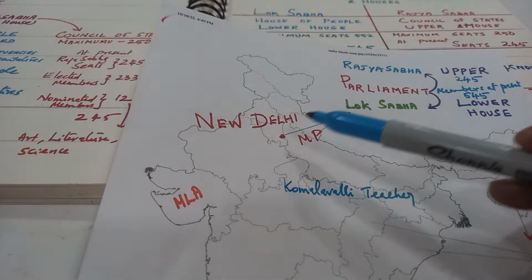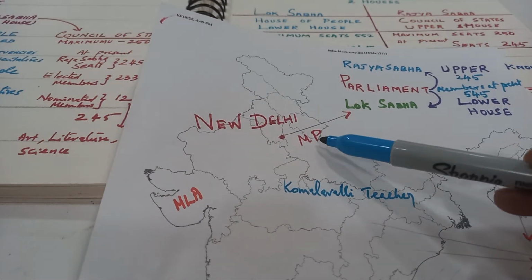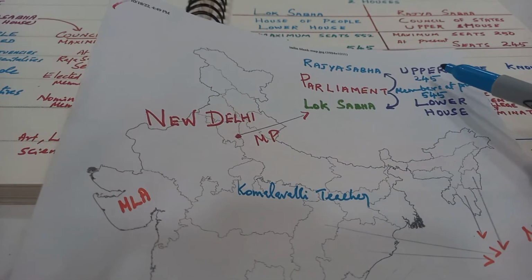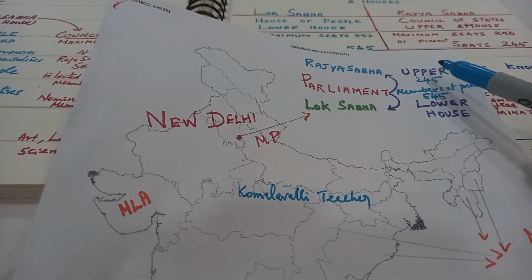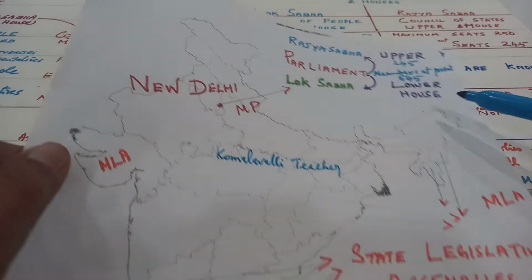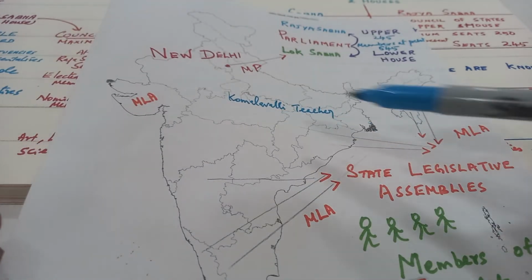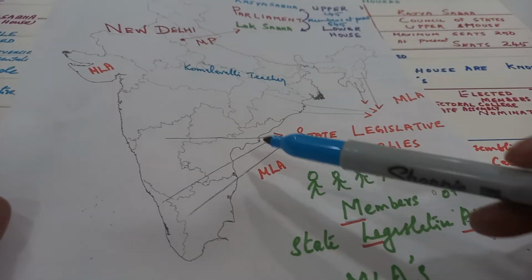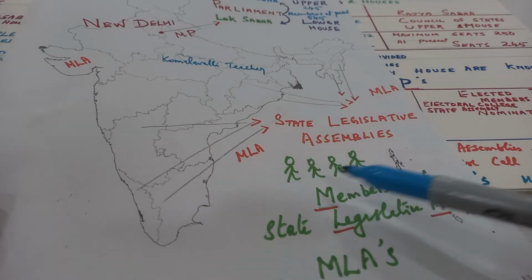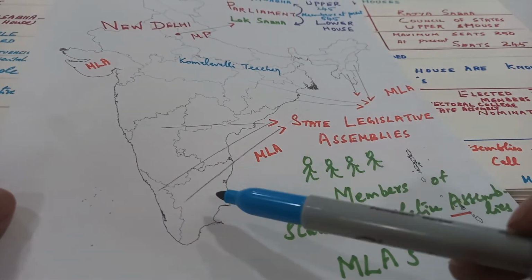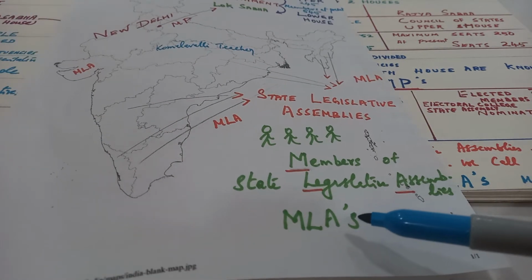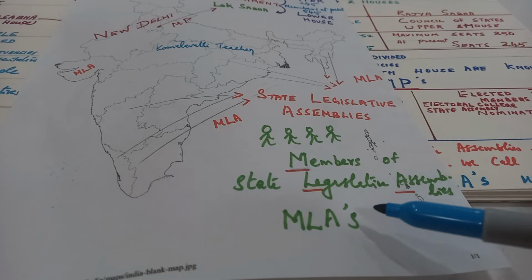New Delhi is where we have the Parliament. Parliament has two houses. At present 245 in the upper house, Rajya Sabha, and the lower house, Lok Sabha. Here, state-wise, I have drawn this to show the state legislative assemblies. The people who form their own state legislative assemblies, the representatives, we call them MLAs.